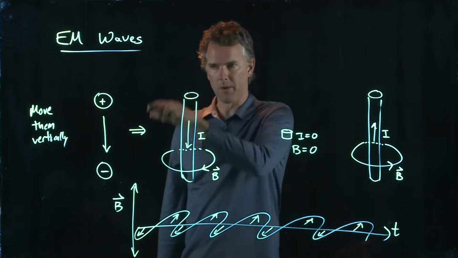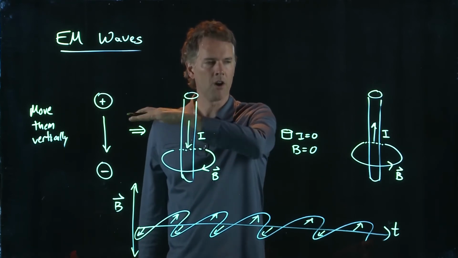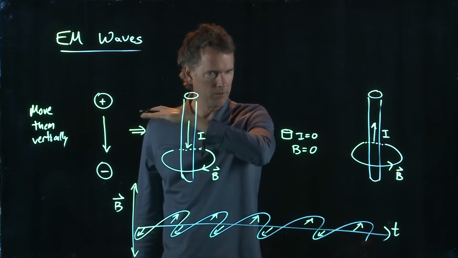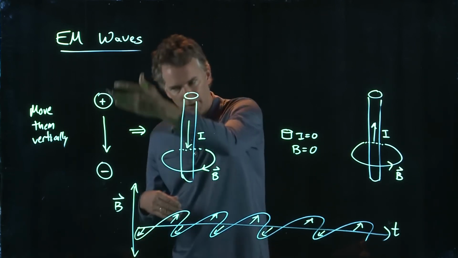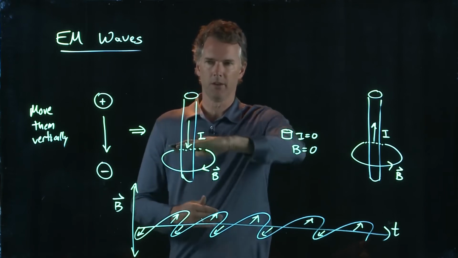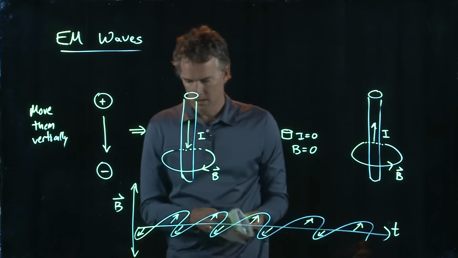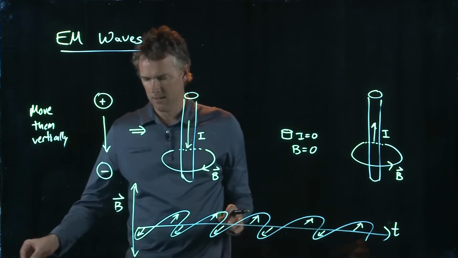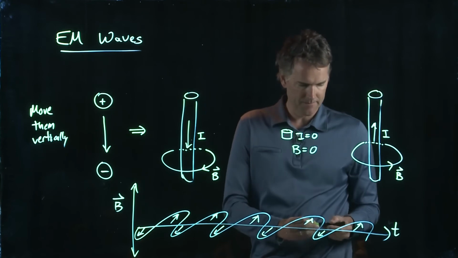So the E field was going up and down, but the B field is orthogonal to that. It is 90 degrees to that. So if the E field is in the plane of the screen, then the B field is in and out of the board. All right. But maybe we can put all this stuff together.